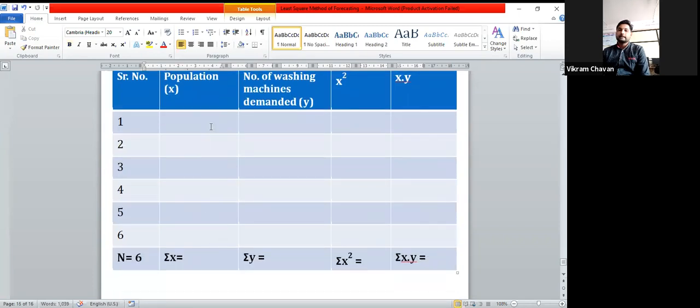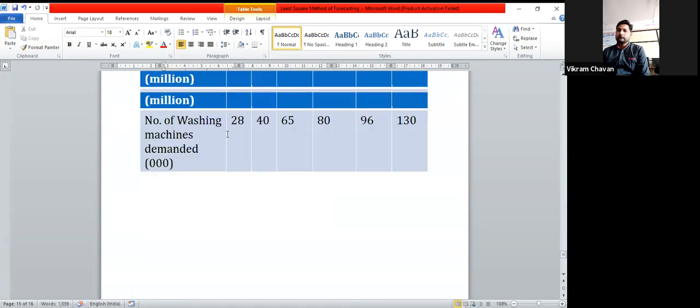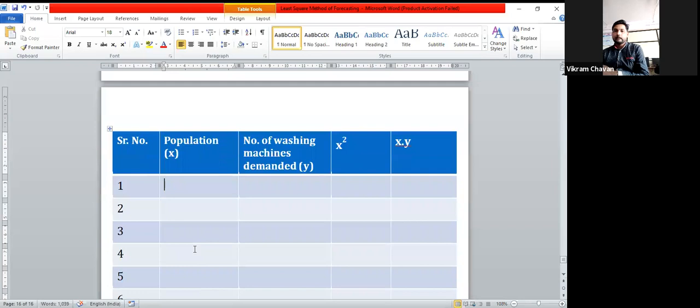Put the population values in the x column: 5, 7, 15, 22. So you can formulate the table: serial number, population, number of washing machines demanded, x square, and x multiplied by y. So x square is the deviation square, and x multiplied by y is nothing but deviation multiplied by demand.